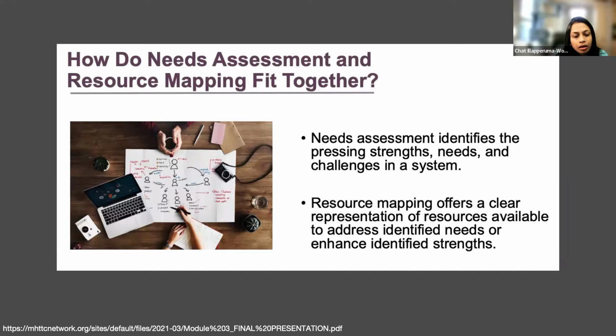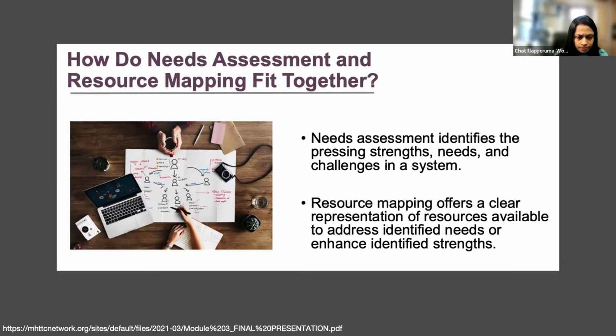So we spoke about the definitions and why we need a needs assessment, and we did the same thing for a resource map. And now it's important to think about how does a needs assessment and resource map go hand in hand, right?